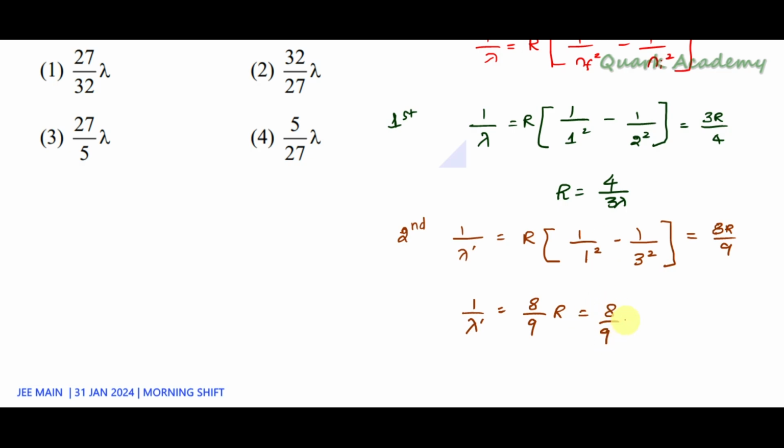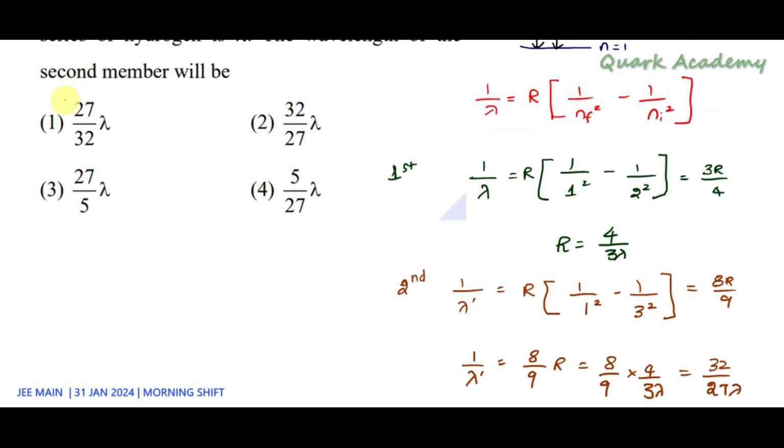So 8 by 9 into 4 by 3 lambda. This becomes 32 by 27 lambda. Since we need lambda dash, it is equal to 27 lambda by 32. So the first option is the correct answer.